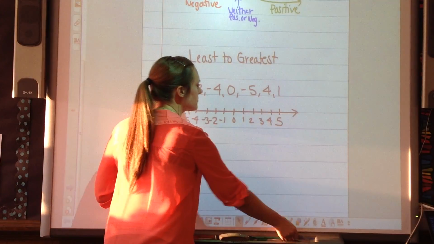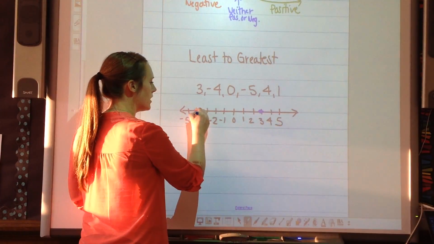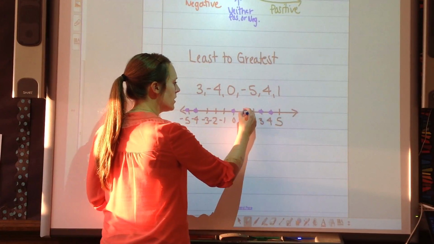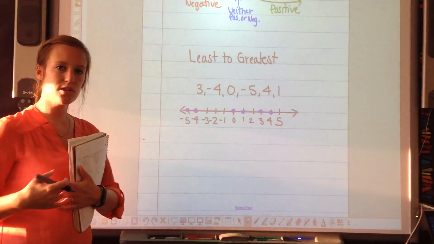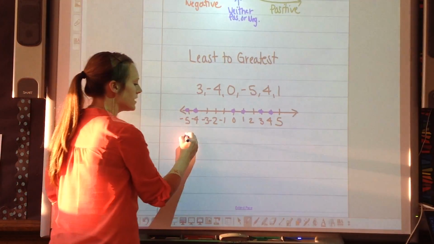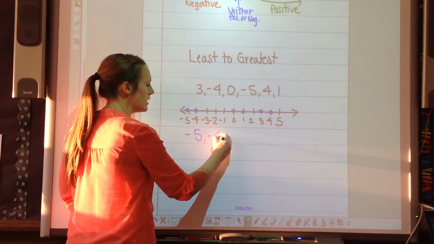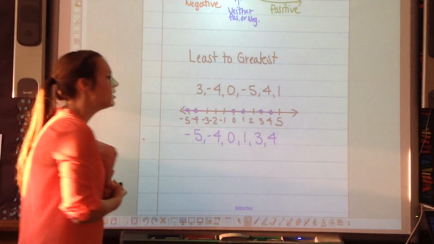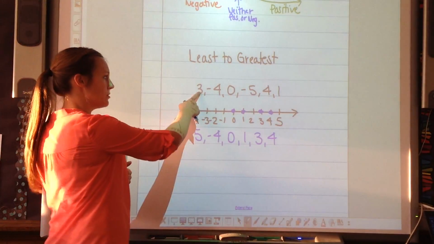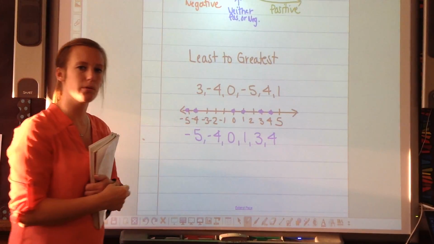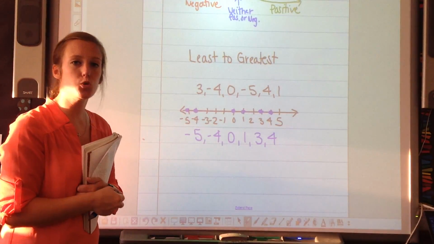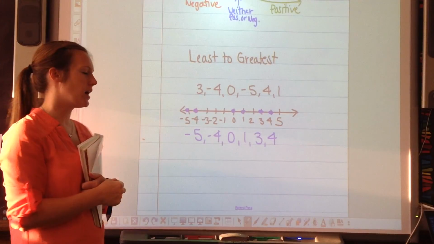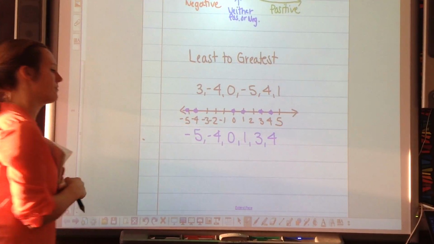Okay, so I have a 3, a -4, 0, -5, 4, and 1. The number that's furthest to the left is the smallest. -5 is the least. Then -4, 0, 1, 3, and 4. You should be able to list these numbers from least to greatest without a number line on your homework. But if you need to use one or two to get a good start, you can, and then try doing it afterwards without. You can always check your answer on the number line afterwards.